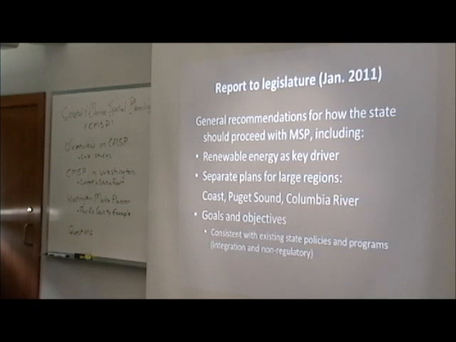So some of the recommendations in that report, they were seeing renewable energy as a key driver for this planning process and a reason for us to be doing a planning process. They recommended these separate plans, so doing different regions, because that makes a lot of sense based on the resources and the uses. And then had some draft recommended goals and objectives based on an analysis of where current agency mandates were. And one of the things in the law is that we need to be consistent with current state policies and programs. So it's all about, again, that integration rather than trying to create another layer.